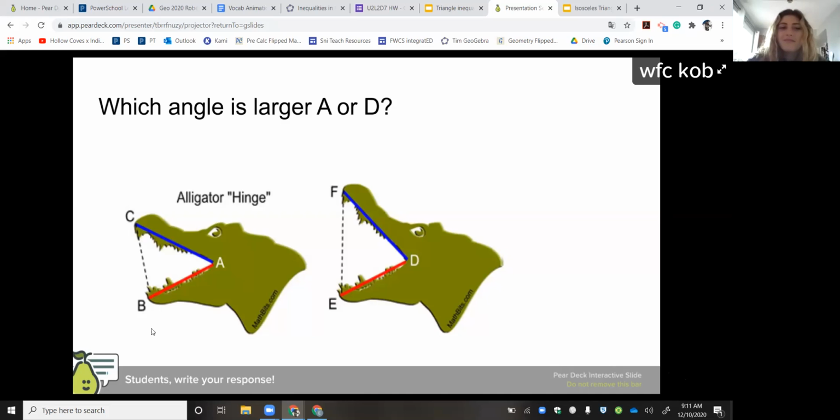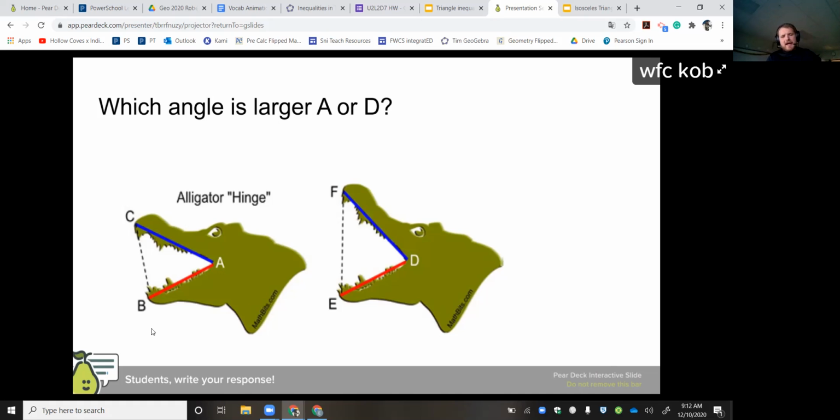I don't know. It looks more slanted. Maybe the angle's bigger because of that. I don't know. That's a good guess. More slanted. I think it's actually angle D because if you look, the alligator's mouth is wider. It's bigger open, so that angle needs to be bigger in angle D.